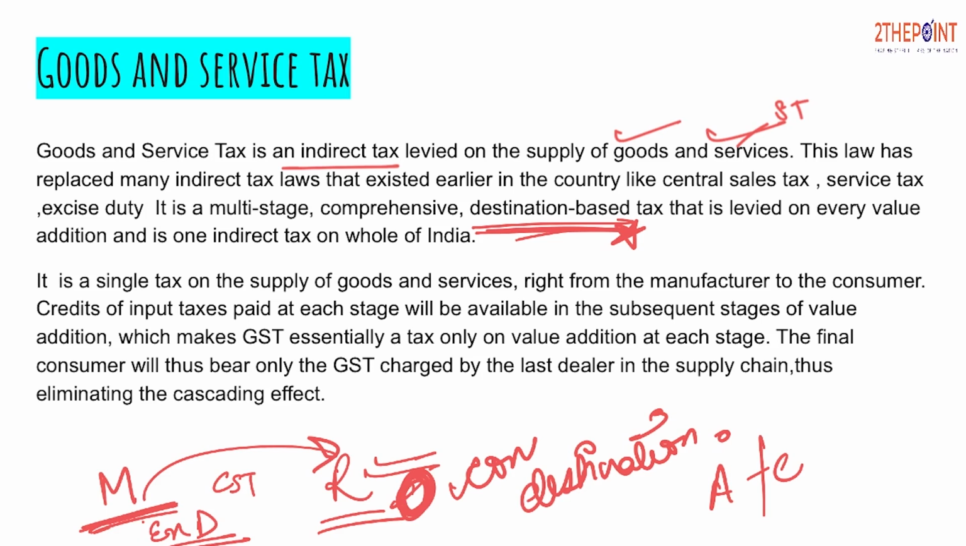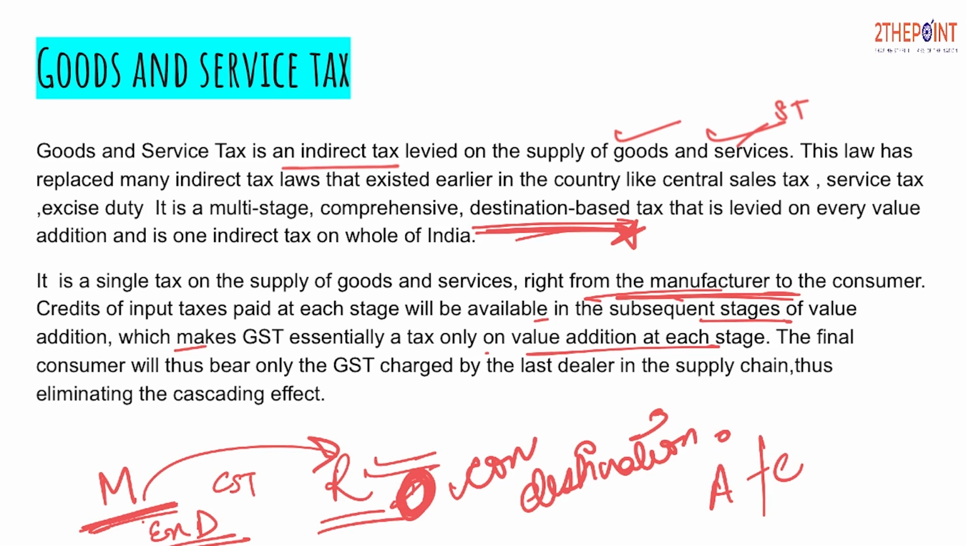It is a single tax on supply of goods and services right from manufacturer to the consumer. So there are no different sorts of taxes, because earlier in the VAT regime, manufacturers used to pay excise duty and not VAT, and the consumers used to pay VAT. So there were two different types of taxes, but now there is only one tax. Even if you are a manufacturer or a consumer or a retailer or a wholesaler, one tax, that is GST. Credit of input taxes paid at each stage will be available in the subsequent stage of value addition, which makes GST essentially a tax only on value addition at each stage.